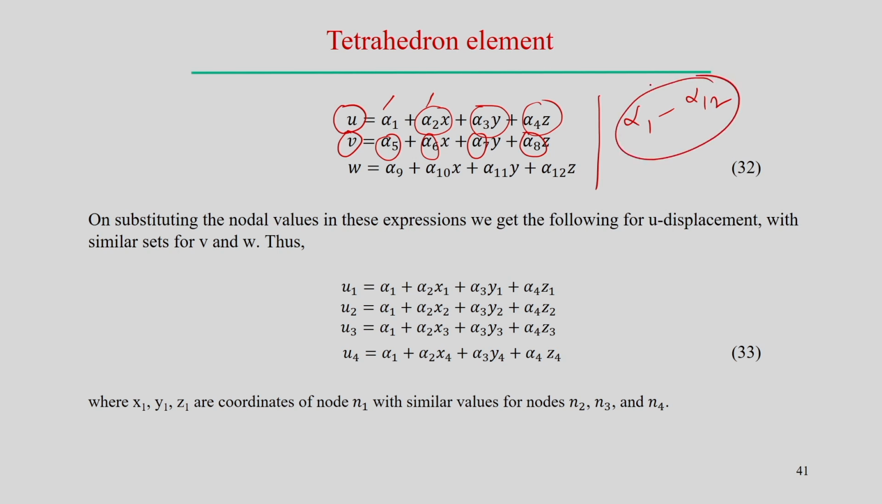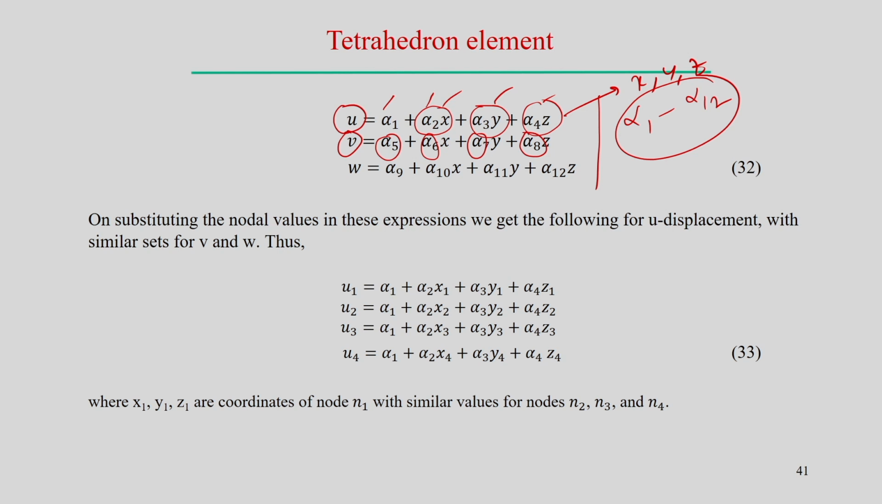So, these 12 constant terms have to be defined, and from the geometric values, or maybe the coordinates of the node points, we can derive the values of alpha 1 to alpha 12. Therefore, we substitute the nodal values in this expression. The general variable u is a variation of alpha 1 with x, y and z; you can see that x, y and z are the variables in this case.